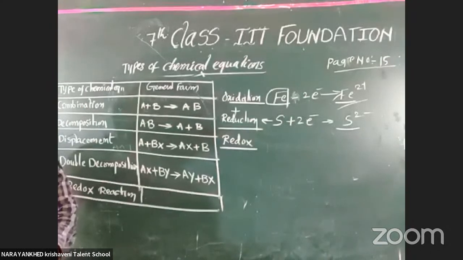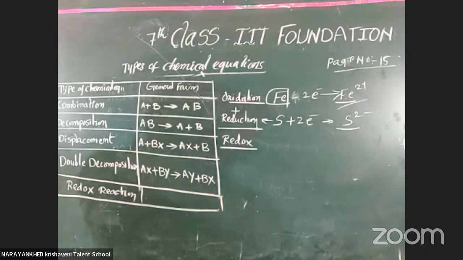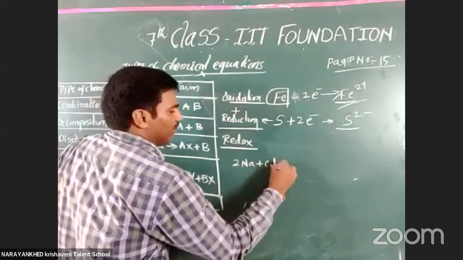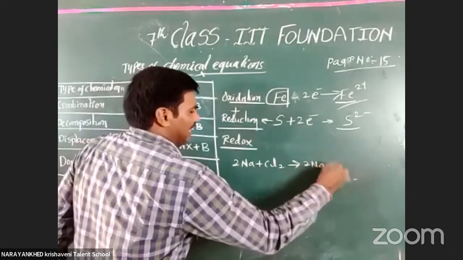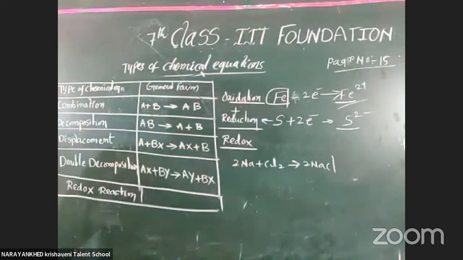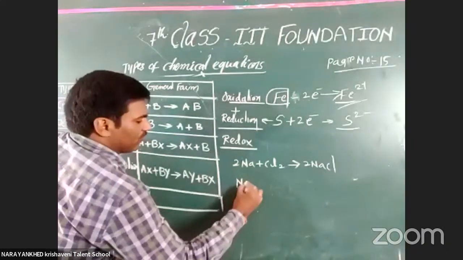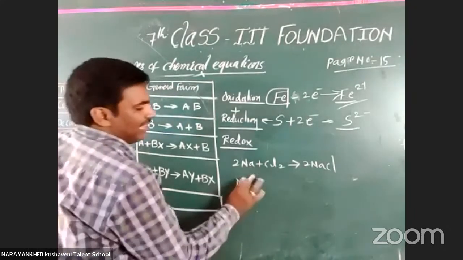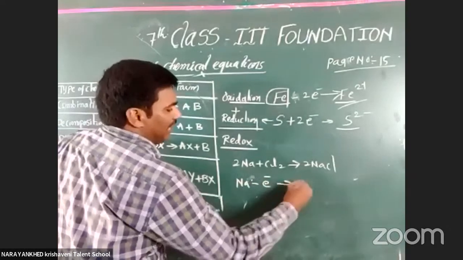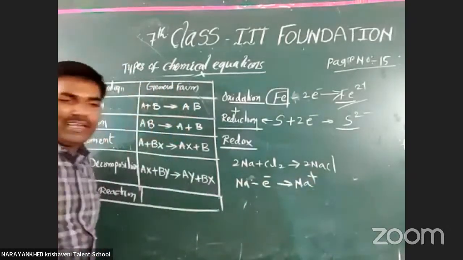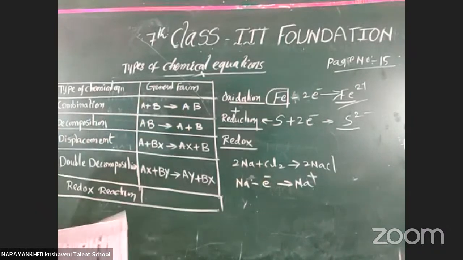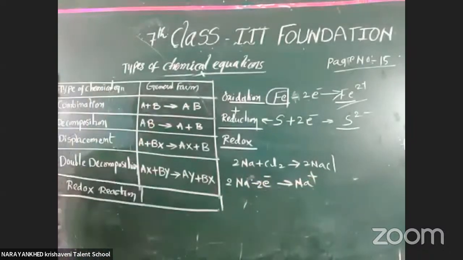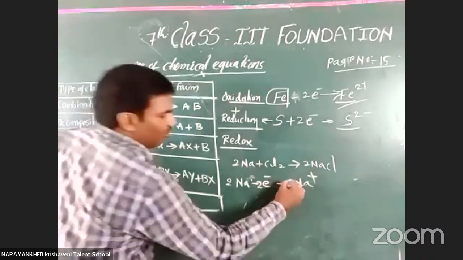Now, in the formation of a substance, suppose you take 2Na plus chlorine, it will be formed as NaCl. How is this possible? Suppose you take sodium. Sodium loses one electron and is formed as Na plus. Two sodiums lose two electrons and become 2Na plus. Understood all the students?